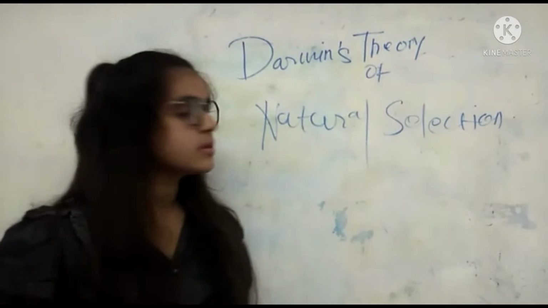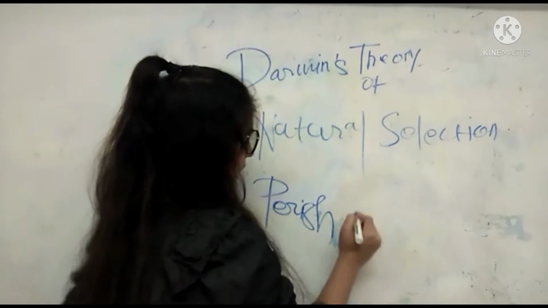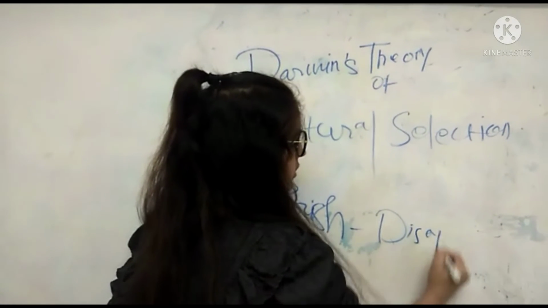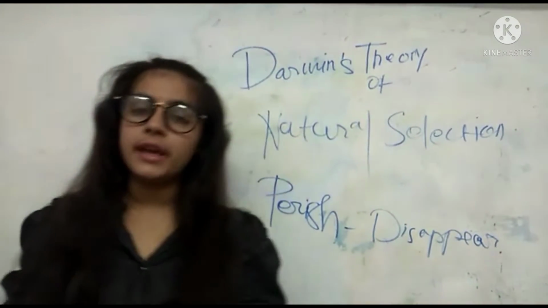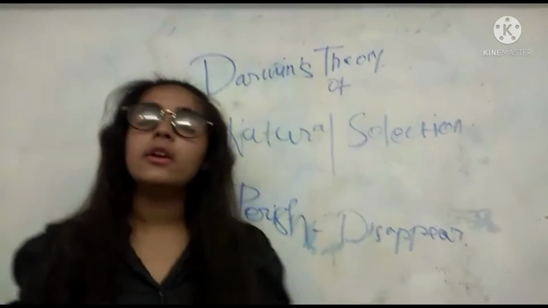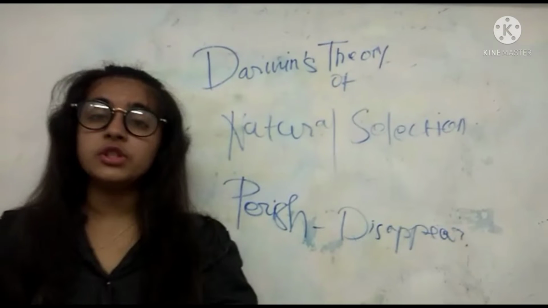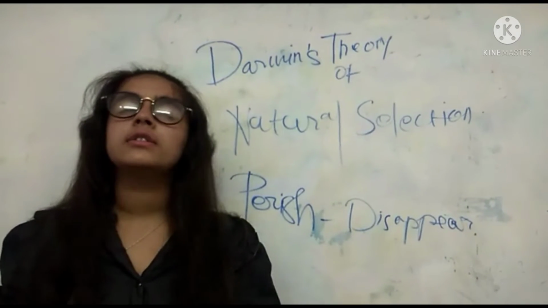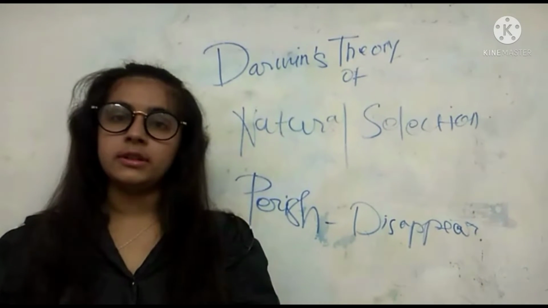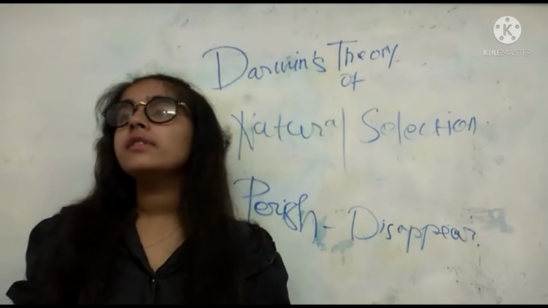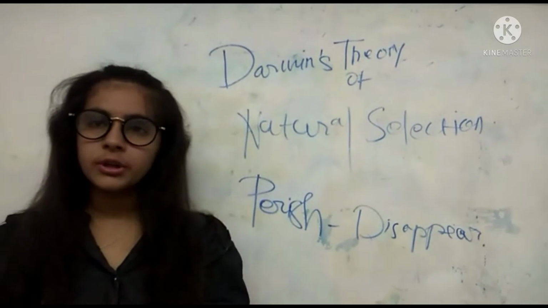Perish means disappears. I'll write the meaning here. Perish, disappears. The organisms which are fit to live there, they are staying there only, and the rest perish. Perish means they disappear. And the sustaining organisms which are there, they reproduce, and they make their own species. And Darwin's theory was widely accepted, but there were some objections to it too.